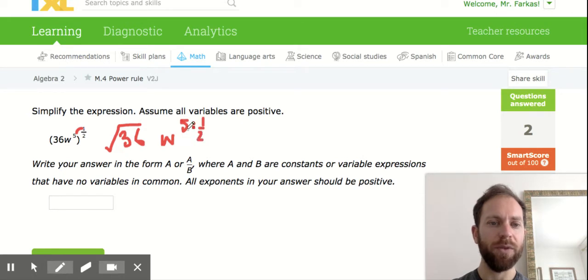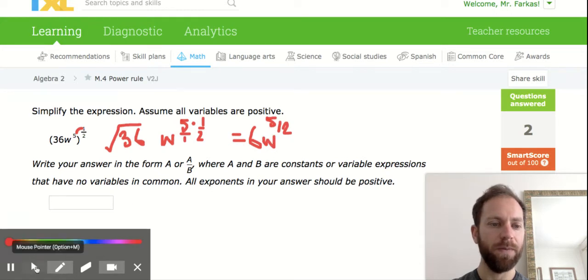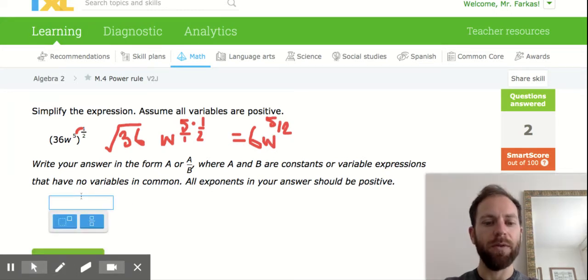When you're multiplying a whole number by a fraction, you just multiply at the top. 5 is like 5/1. So this would be equal to 6 from the 36, and then 5/2 would be the exponent for the w. So this would be 6w to the power of 5/2.